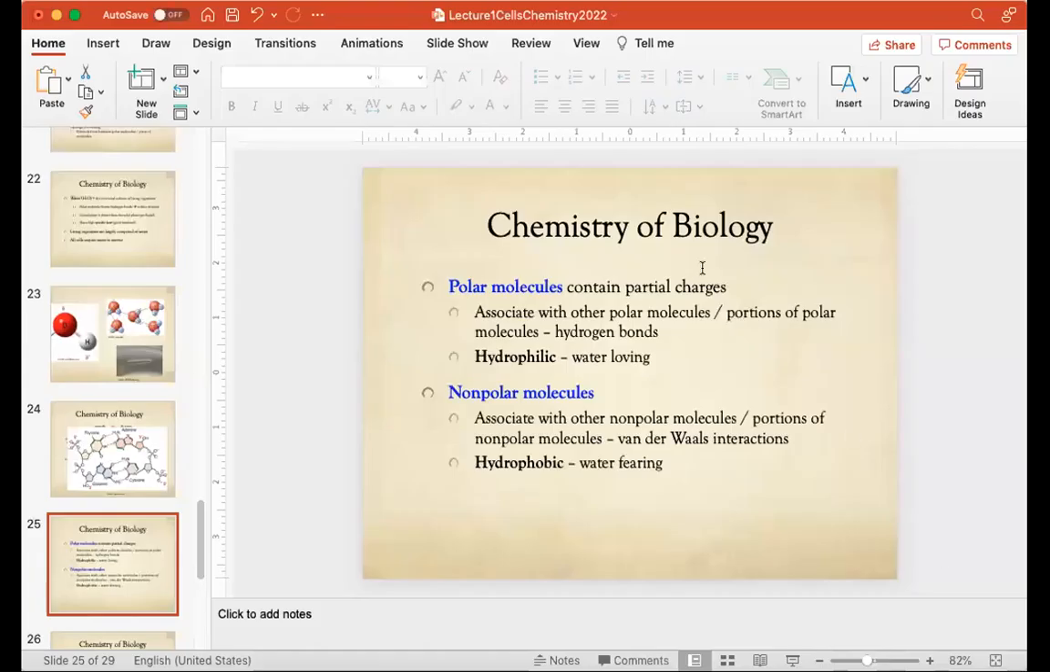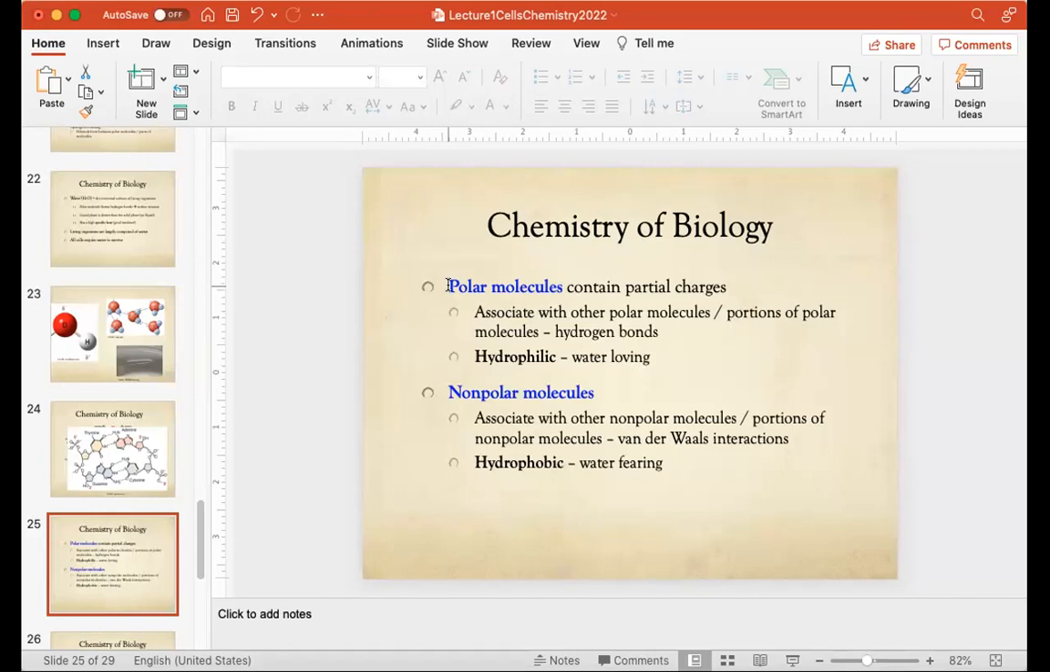So there is terminology around this. These words hydrophilic and hydrophobic are important to us. Polar things like to be with other polar things. Polar things like to be with water. So we describe them as hydrophilic. That word just means water loving. Polar molecules are hydrophilic because they like to be with water, because water's polar.